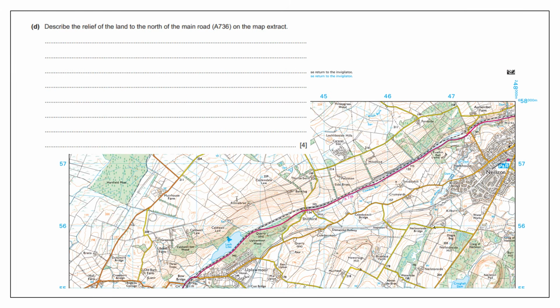And then we move on to perhaps the questions that require you to know a little bit about key terminology. So this is a very common question. Describe the relief of the land to the north of the main road, A736. So you know what the A736 is, that red line. And so I'm going to focus on the area north of that. So pretty much anywhere above that red line. Key word here is relief.